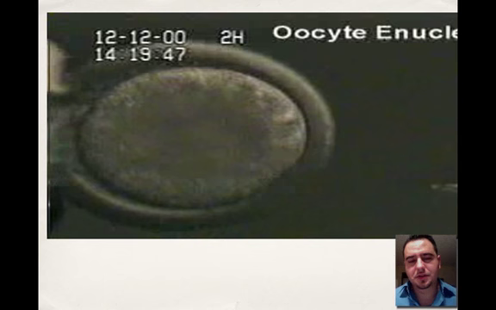So here's the process of enucleation. This is actually real footage. So watch how they remove the nucleus. Remember, you have to get a donor egg, an oocyte, also called an egg cell, and you have to remove the nucleus because you don't want to clone that. You don't want to clone the donor, right? So here we go.